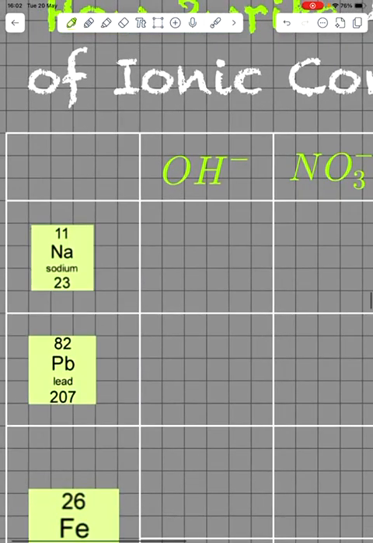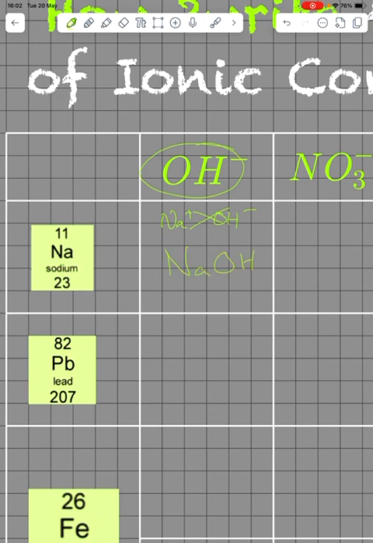For example, we have sodium. When sodium reacts with hydroxide, as you know, sodium is Na plus, and OH is negative. So you cross multiply, and your compound will have a formula of NaOH.